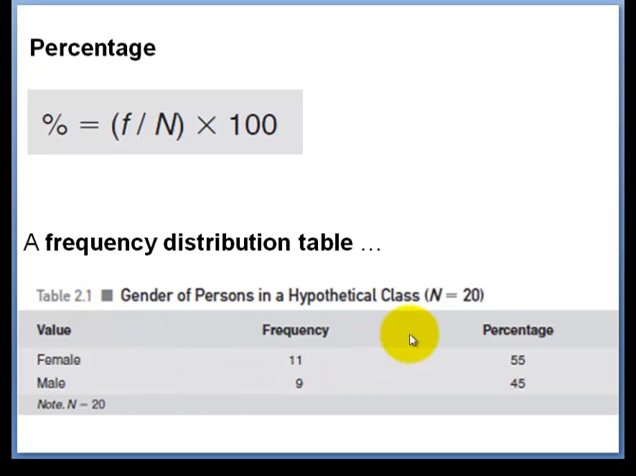So in this table, sample size is 20. We have 11 women. We have 9 men. Here are the percentages. So for instance, dividing 11 by 20 yields 0.55. We multiply by 100. And the percentage of women in our sample of 20 is 55%.